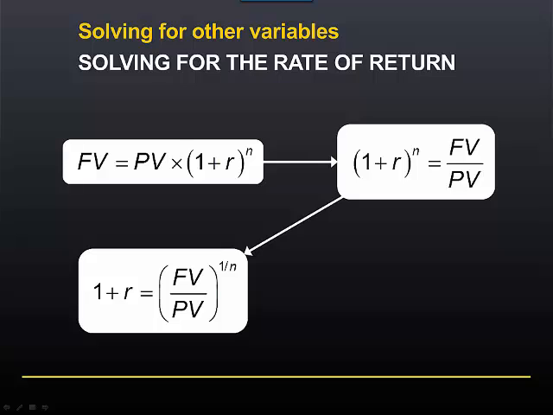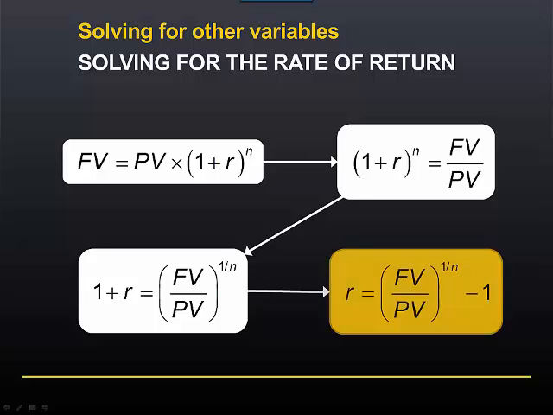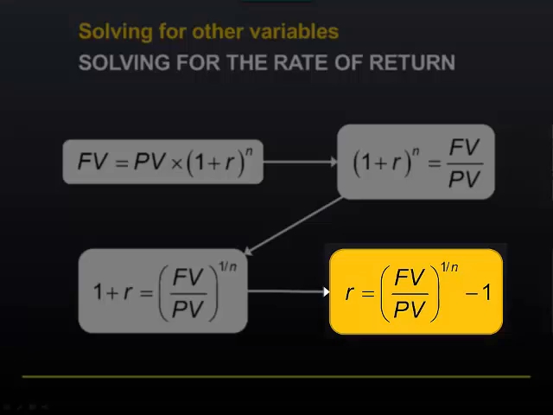After we do this, 1 plus r is no longer raised to the power of n, because if you raise something to the power of n and then raise that to the power of 1 over n, then the exponents cancel out. The final step is to subtract 1 from both sides of the equation, and what we've managed to do is isolate the r. Notice that this is in a yellow box, and therefore this formula will be on your formula sheet.